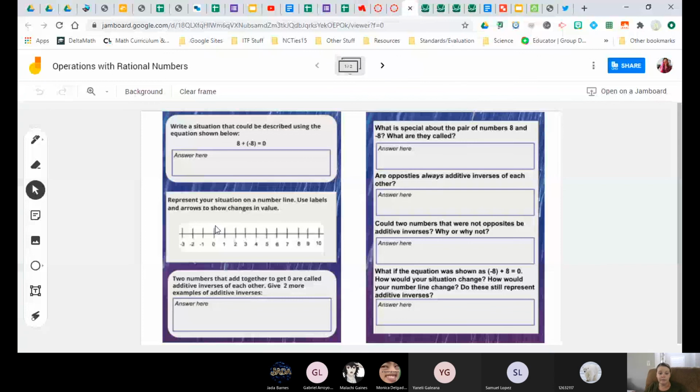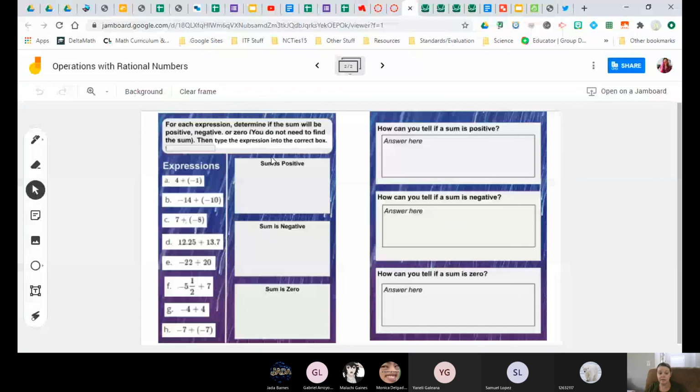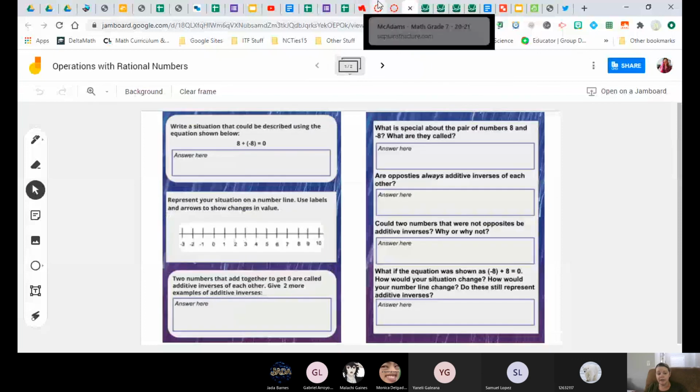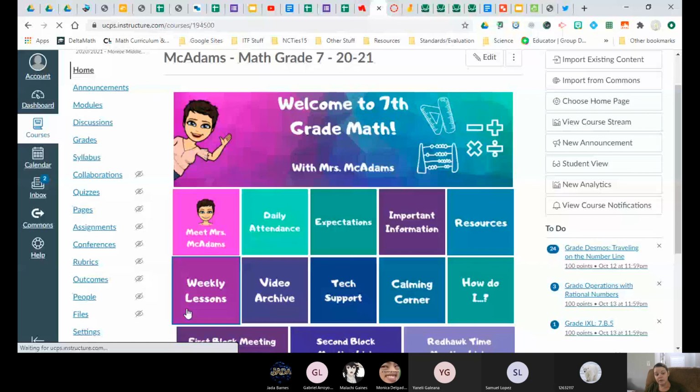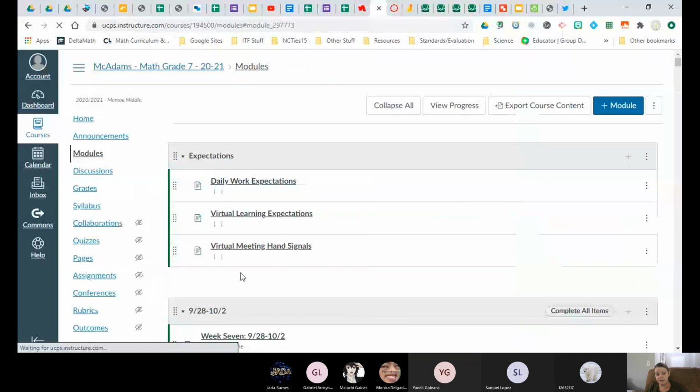For this one right here, you are going to look at the different expressions, and if you think 4 plus negative 1 is a positive answer, you would type under sum is positive 4 plus negative 1 for every single one of these. Choose if it's going to be a positive, a negative, or a 0 answer, and then answer these 3 questions. Before I let you work on that, I just want to show you what it will look like whenever you try to open this assignment.